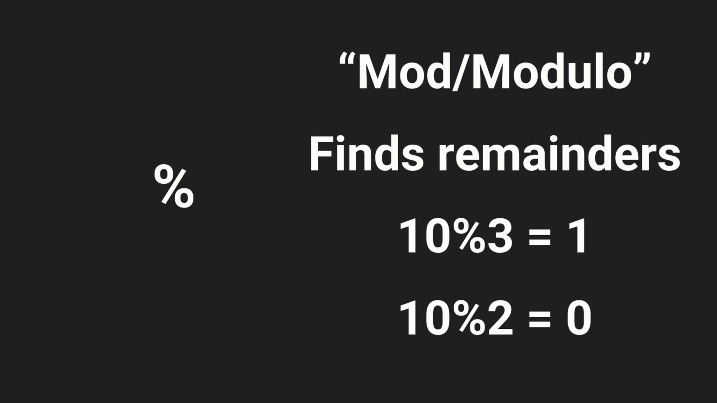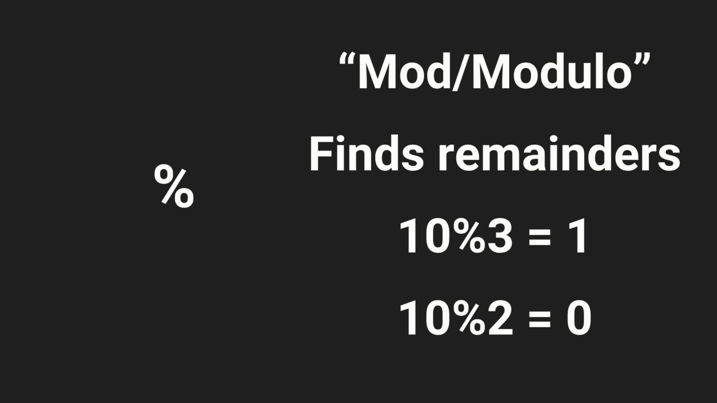10 divided by 3 is 3.33333 to infinity. So what this does instead is return the remainder. If you add up 3 repeatedly until you can't add it anymore without going over 10: 3, 6, 9, in order to get to 10, you need to add 1, and that is the remainder. So 10 modulo 3 is 1.